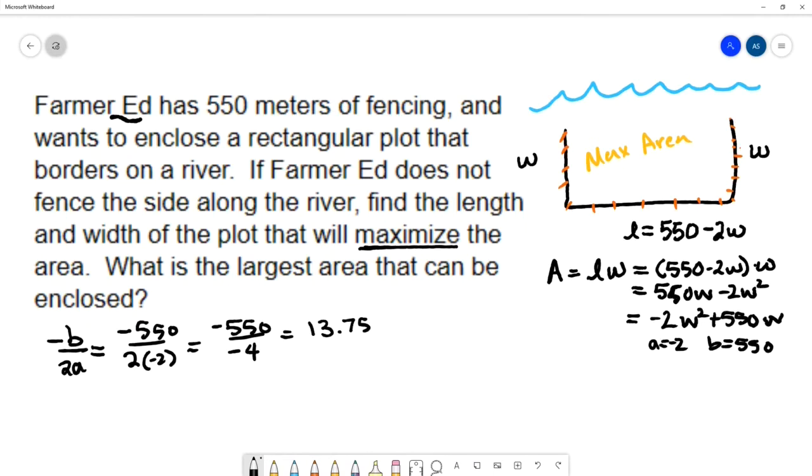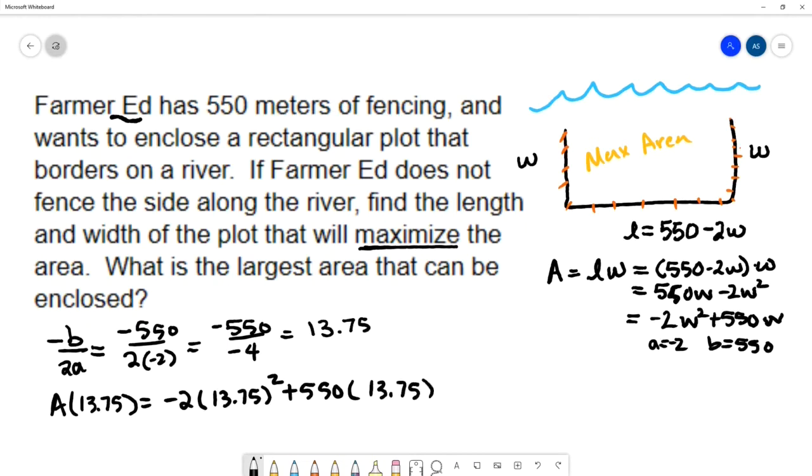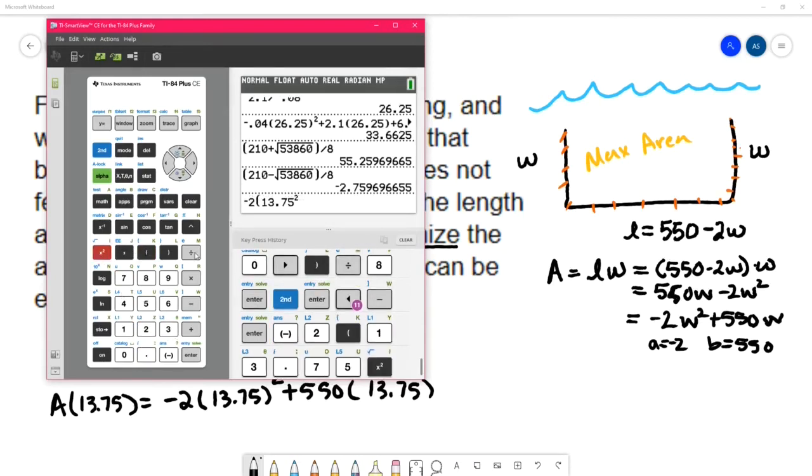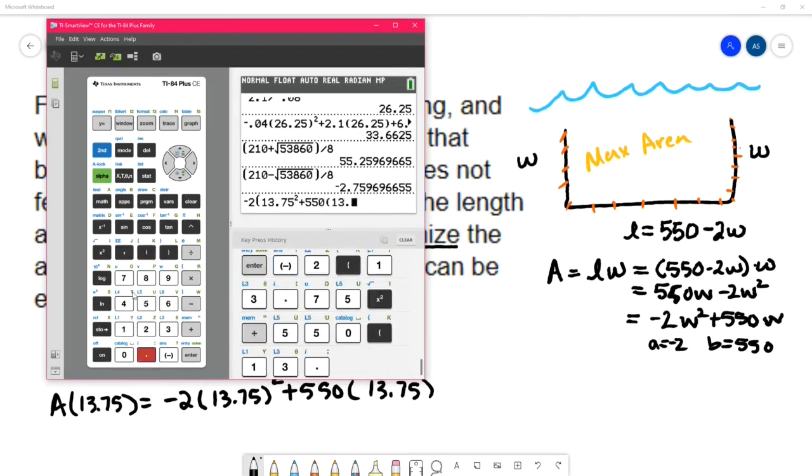And I can substitute this into the area function to find out what that maximum area is. So that's going to be negative 2 times 13.75 squared plus 550 times 13.75. So let's get our calculator for that. We've got negative 2 times 13.75 squared plus 550 times 13.75.